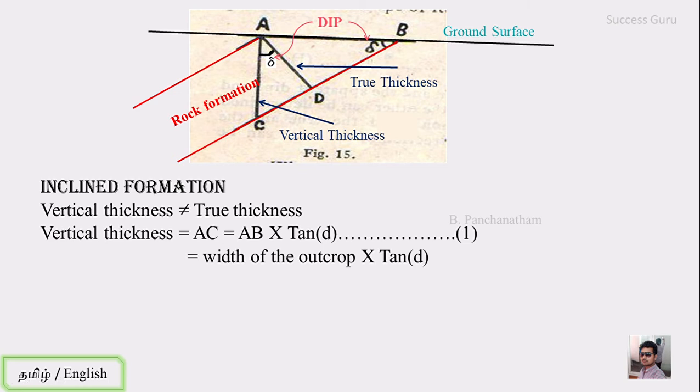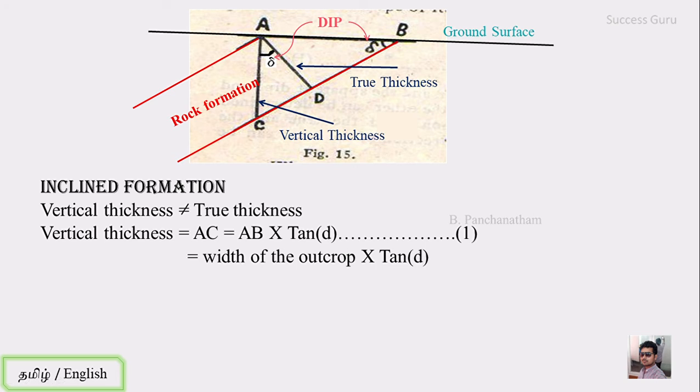Is that clear? So ABC forms a right angle triangle in which AC is the vertical thickness and AB is the width of the outcrop. Okay, and theta will be the dip of the formation. So if you know the dip of the formation and width of the outcrop, you can simply calculate the vertical thickness. Is that clear for the vertical thickness?